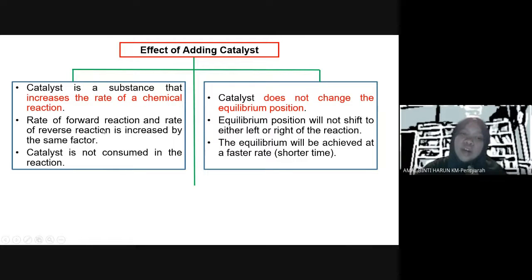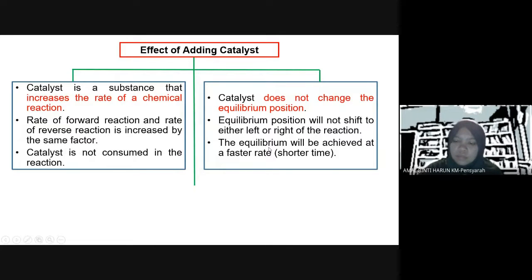So the rate forward of reaction and the rate reverse reaction is increased by the same factor. Catalyst not consumed in the reaction. Dia hanya speed up sahaja. Catalyst does not change the equilibrium position. Macam saya kata tadi, dia tidak mengubah equilibrium position. Equilibrium position will not shift to the left or right. The equilibrium will achieve at faster rate. Shorter time saja nak cepatkan. Catalyst will not change the value of equilibrium constant. Catalyst will not change the value of the equilibrium constant Kc or Kp.